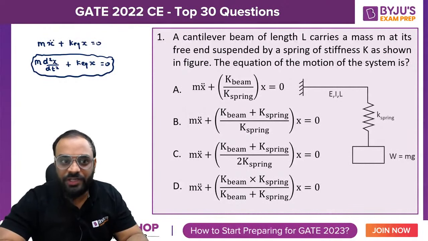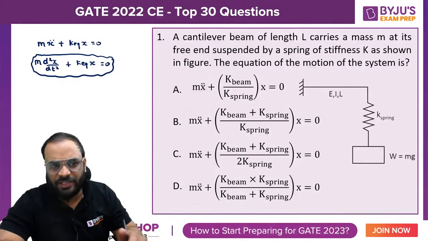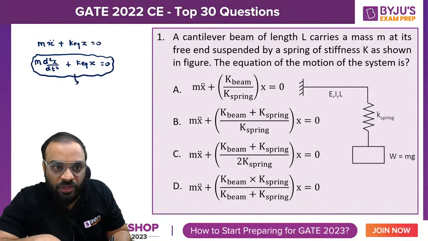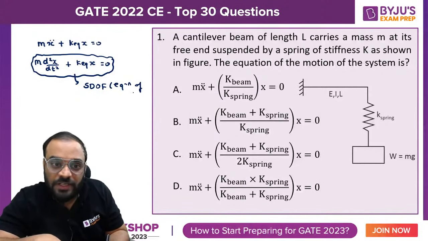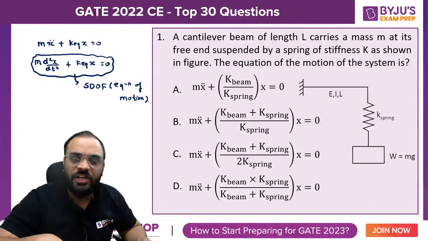I will explain the question in detail also. So those students who don't know about this, I will explain it. Okay, no issue. This one is our single degree of freedom, which is basically our equation of motion for single degree of freedom. Now our task in this particular case is to find the K equivalent value.